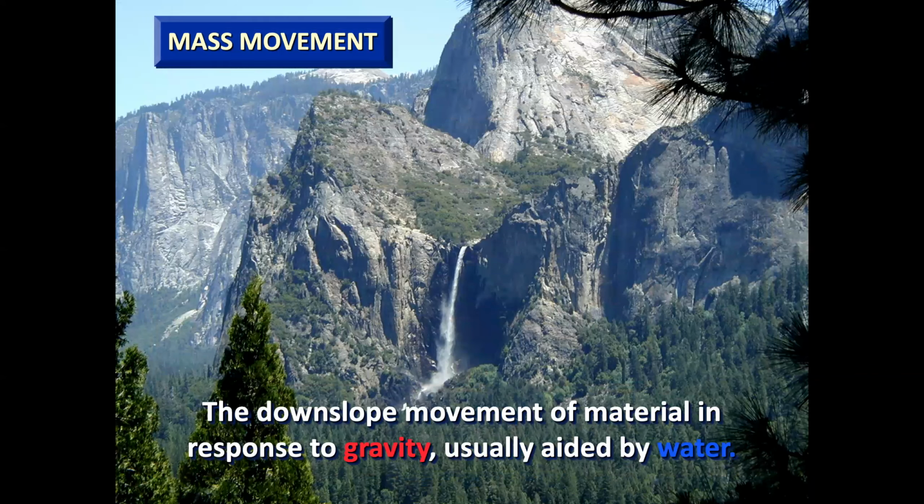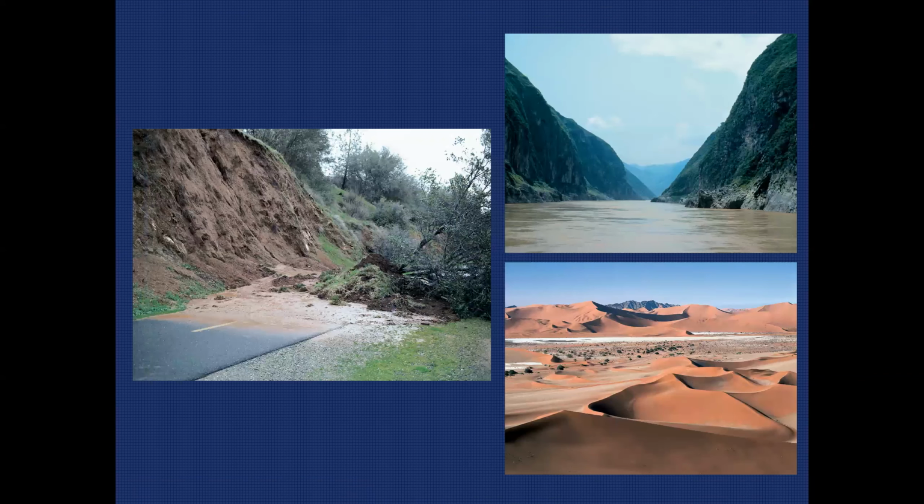Mass movement is the downslope movement of material, typically in response to gravity and usually aided by water. It's not necessary, but it is often aided by water. Water makes the process easier. Here are some examples. For example, this river, which happens to be very filled with sediment, sand dunes, or after much rainfall, the downslope movement of material. A landslide, a rock slide, whatever the case might be.